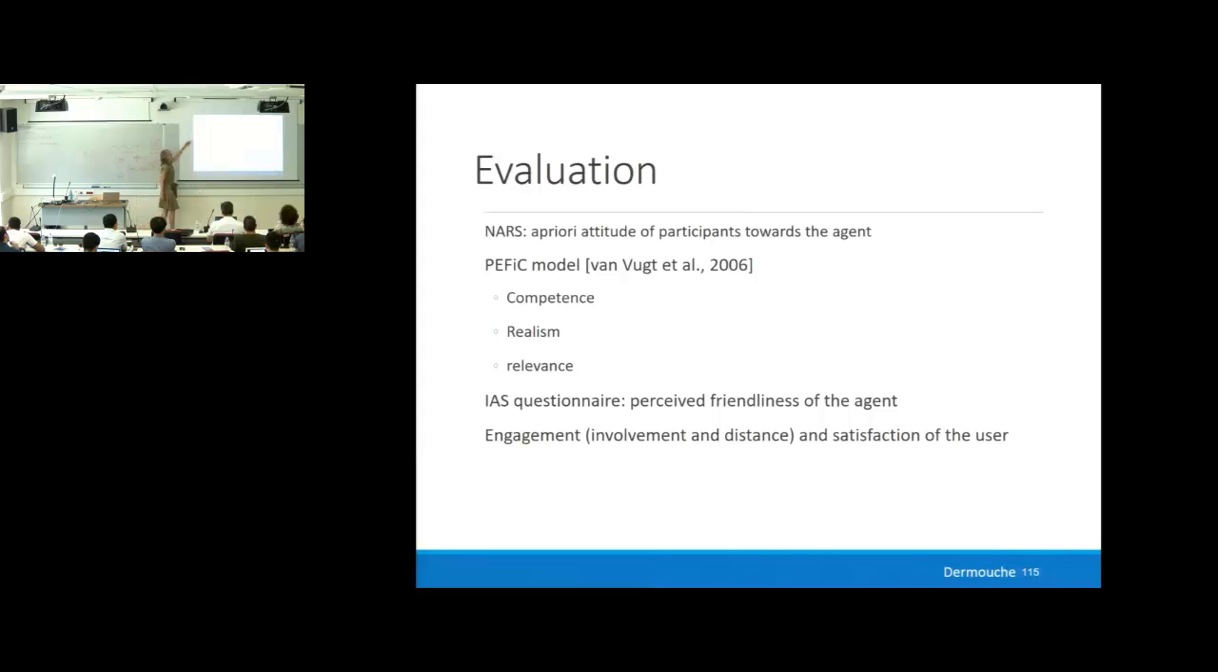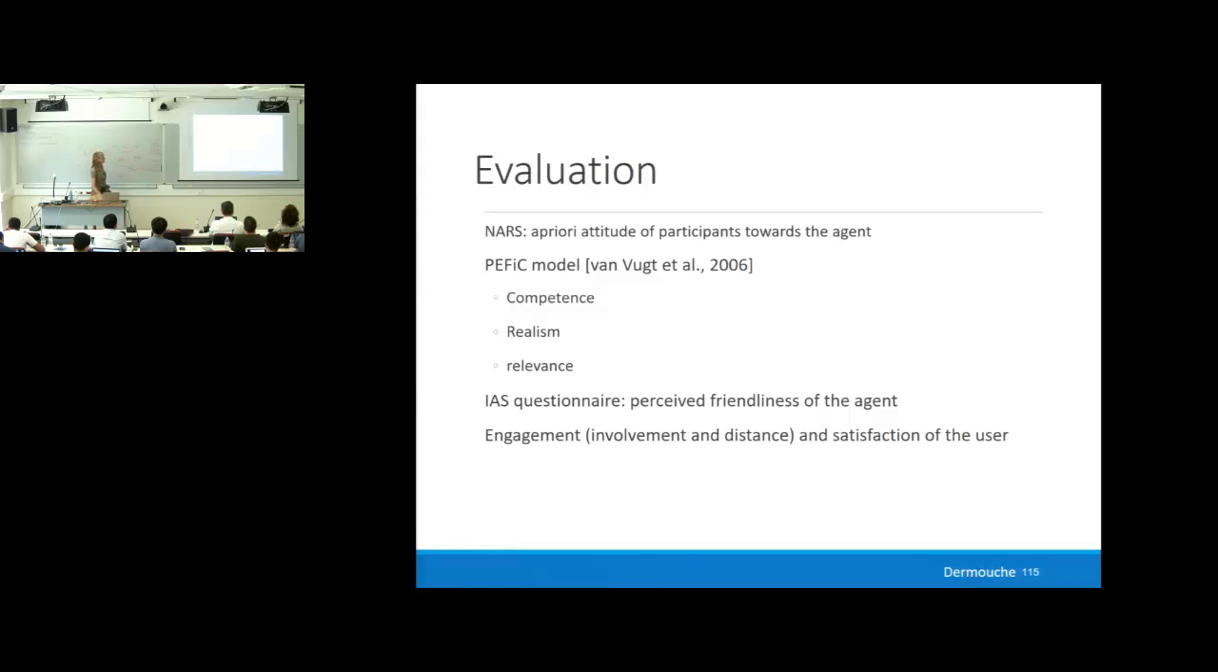For the evaluation again, we use the NARS questionnaire to find out the a priori attitude, and we use perception models that were developed to look at different variables of the agent: competence, realism, and relevance. And also we use the IAS questionnaires, which I'm going to introduce after, to measure the perceived friendliness of the agent, as well as the engagement and satisfaction of the users.